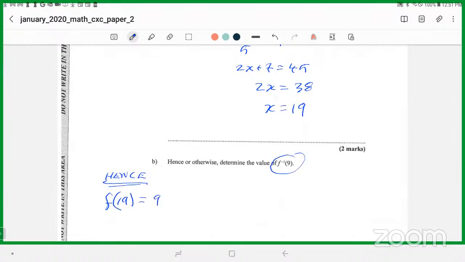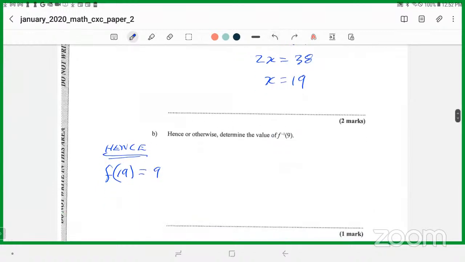Now they're asking for f to the minus 1 of 9. So if f of 19 is equal to 9, it means that 19 is equal to f to the minus 1 of 9, which is what they're asking us for here. So the answer is actually 19. We can say therefore f to the minus 1 of 9 is 19. All right, that's that method.